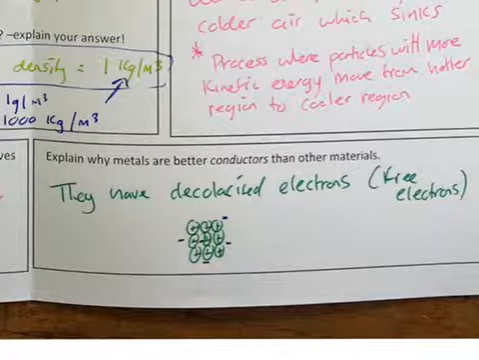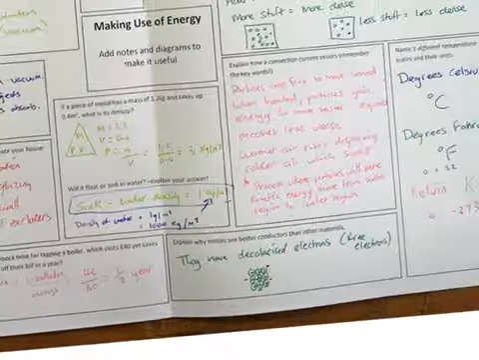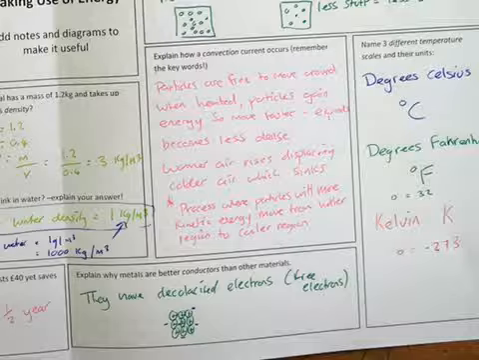Do you remember we talked about these neighboring particles needing to pass energy on for conduction? Well, these electrons can do that really efficiently. That's why they're good conductors of electricity as well. These electrons will carry the charge. And where are we going to go next?